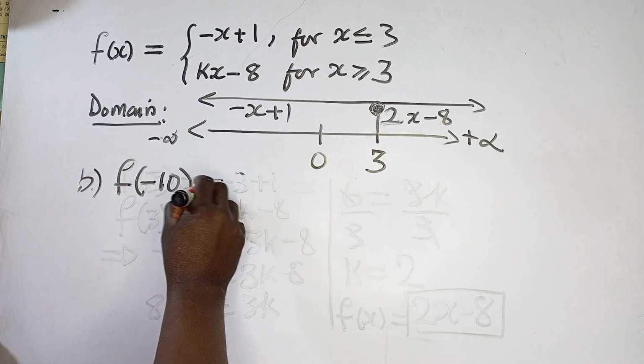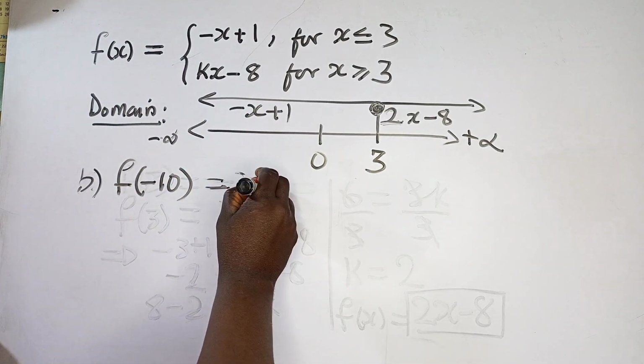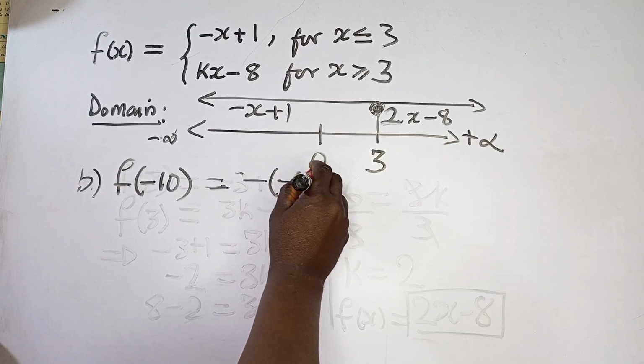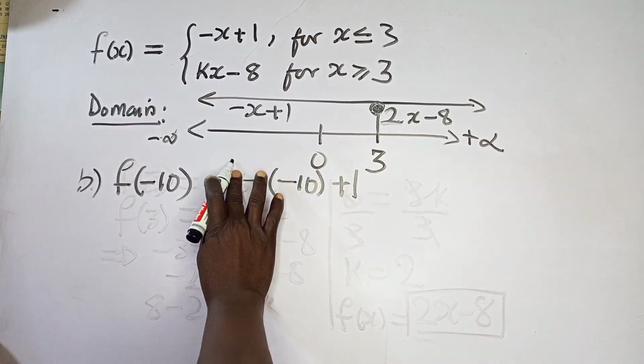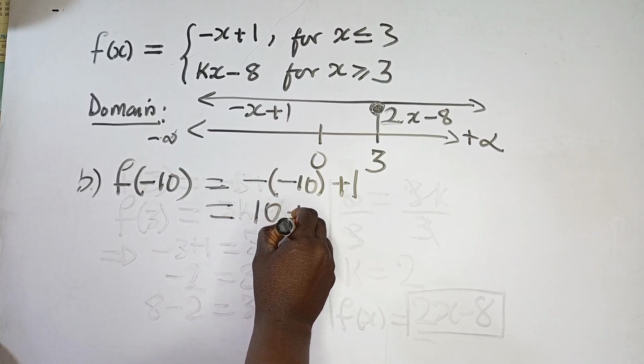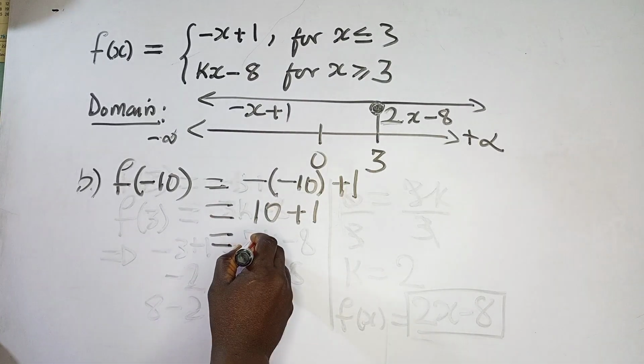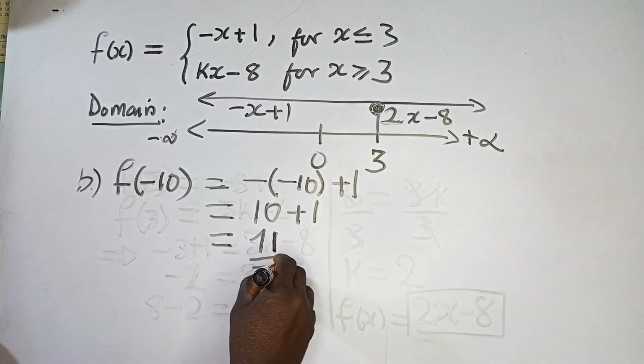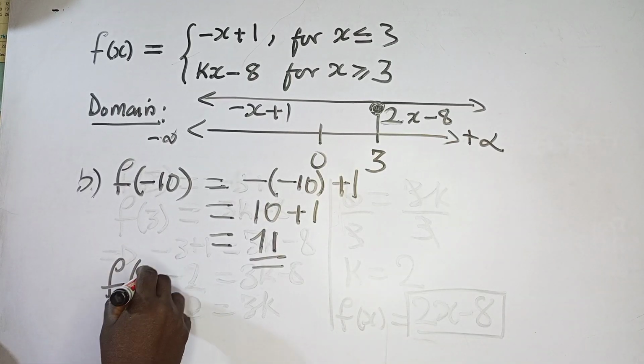And so f of negative 10 will be negative into negative 10 plus 1. Now this gives us negative multiplied by negative, which is positive. All right. So f of negative 10 will be 11. What about f of positive 10?